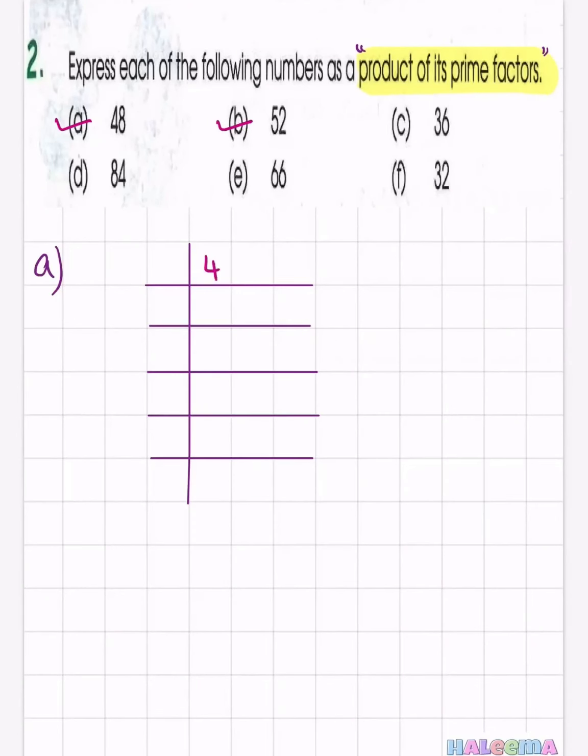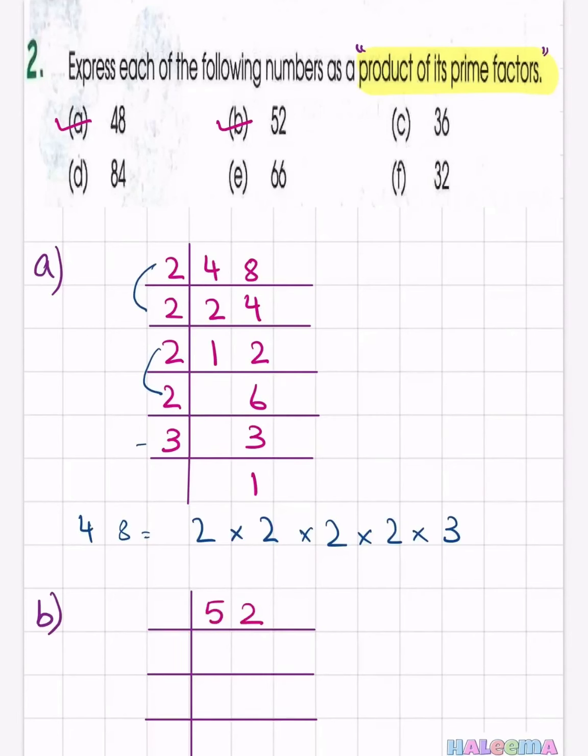Let's start off with part A, 48. 2 times 2 is 4, 2 times 4 is 8, 2 ones are 2, 2 twos are 4, 2 sixes are 12, 2 threes are 6, and 3 ones are 3. That's it. So the prime factors of 48 are... now let's solve B, 52.